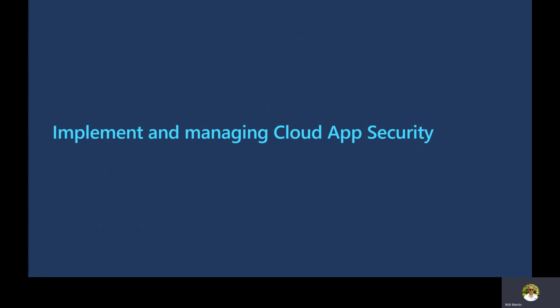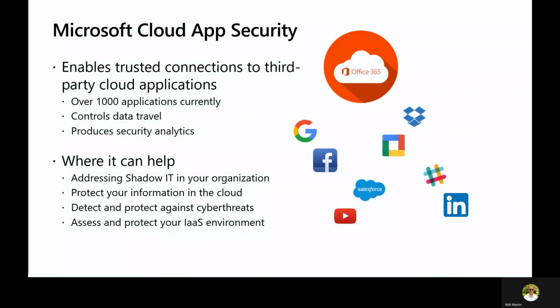And now we step on to Cloud App Security, Microsoft's Cloud App Security broker. Microsoft's Cloud App Security enables trusted access to literally thousands of applications you can access from Office 365. It helps you address the following four major areas: addressing shadow IT in your organization, protecting your information in the cloud, detecting and protecting against cyber threats, and assessing and protecting your IaaS environment, that's infrastructure as a service environment.